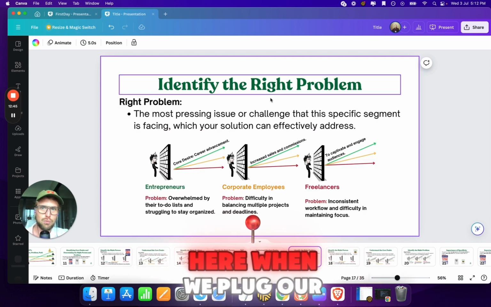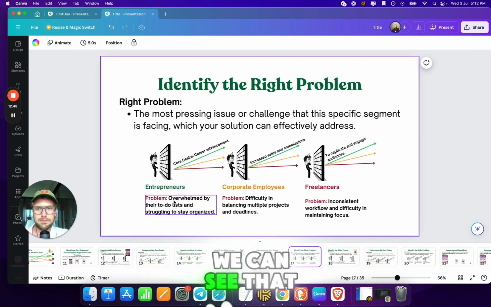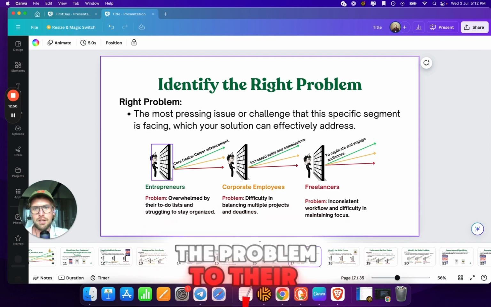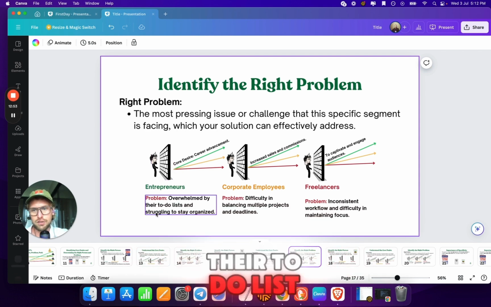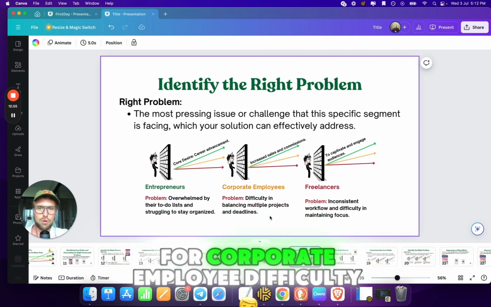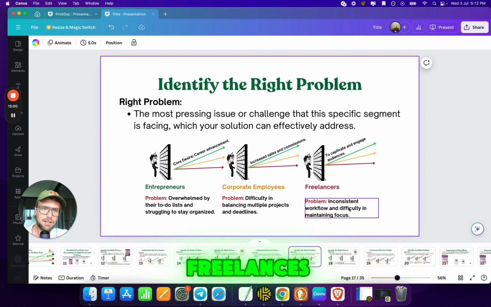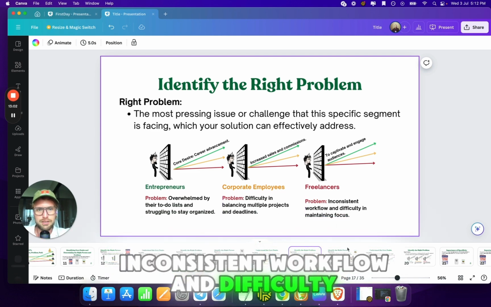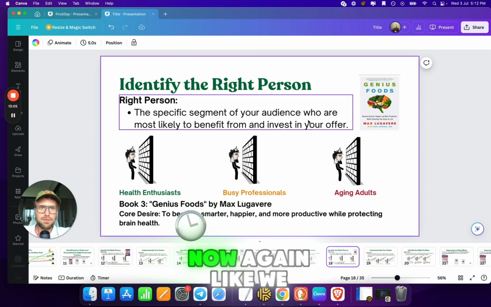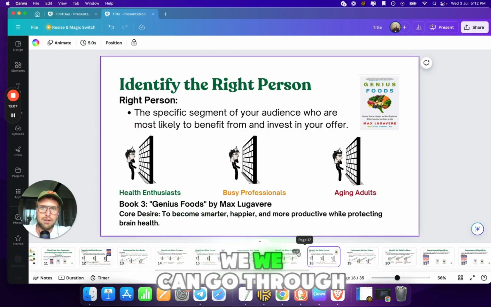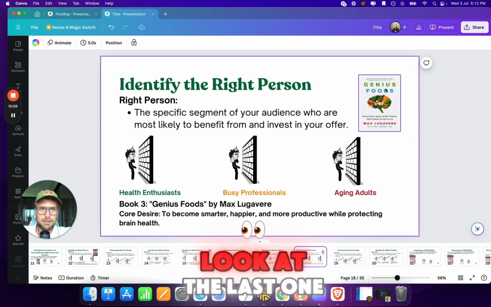As you can see here, when we plug our book in, we can see that the problem to their core desires, that they're overwhelmed by their to-do list, struggling to stay organized. For corporate employee, difficulty in balancing multiple projects and deadlines. Freelancers, inconsistent workflow and difficulty maintaining focus. Now, again, like we can go through and we'll just quickly look at the last one.